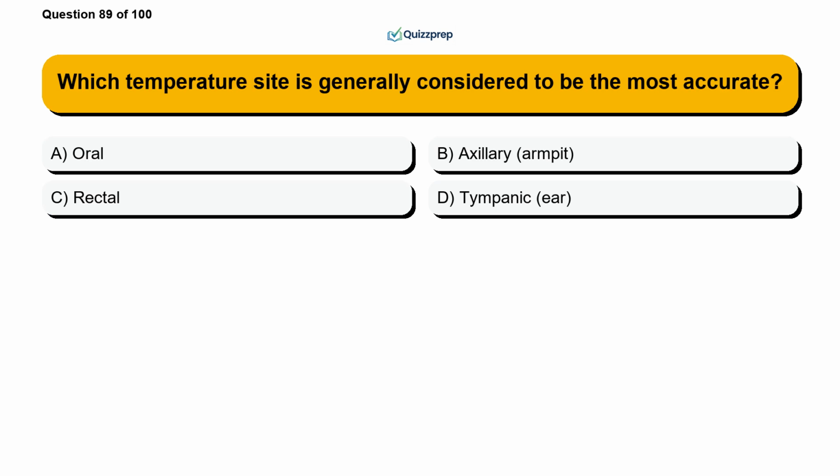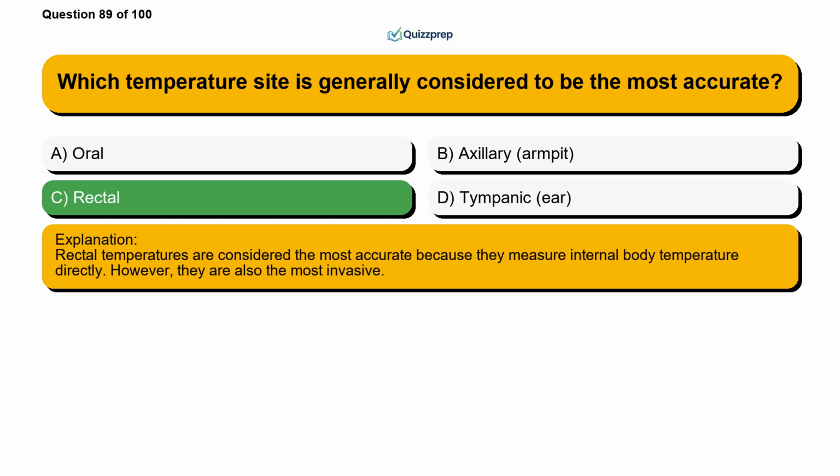Question 89. Which temperature site is generally considered to be the most accurate? Option A, oral. Option B, axillary, armpit. Option C, rectal. Option D, tympanic, ear. The correct answer is option C, rectal. Rectal temperatures are considered the most accurate because they measure internal body temperature directly. However, they are also the most invasive.